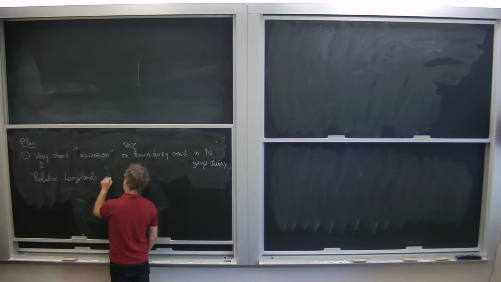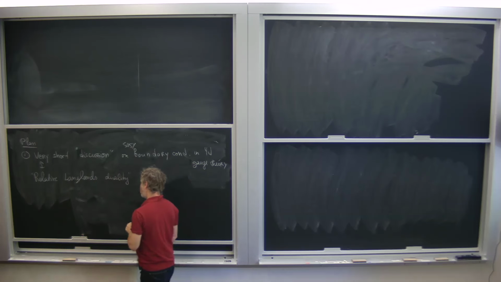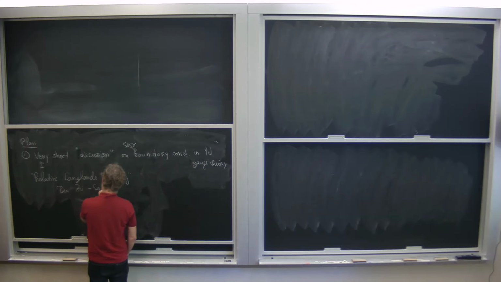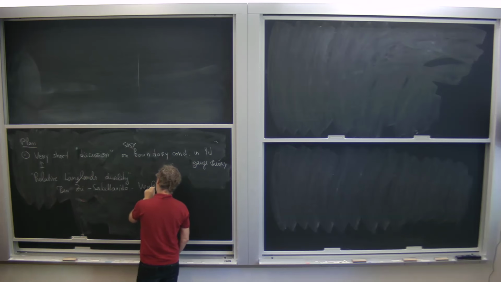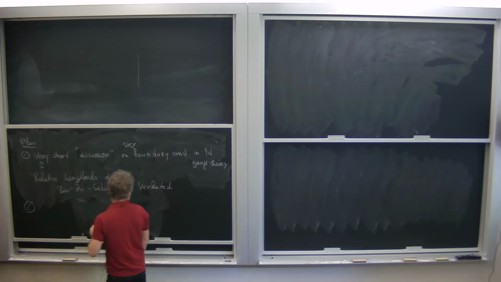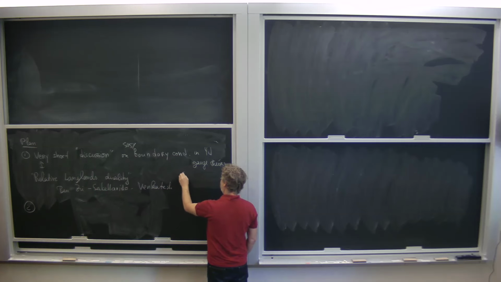Relative Langlands duality, which is due to Ben-Zvi, Sakellaridis, and Venkatesh. Actually, their long paper was finally posted on the archive today. So that will be a very short discussion. Well, then in number two, here at least we'll discuss some things we want.